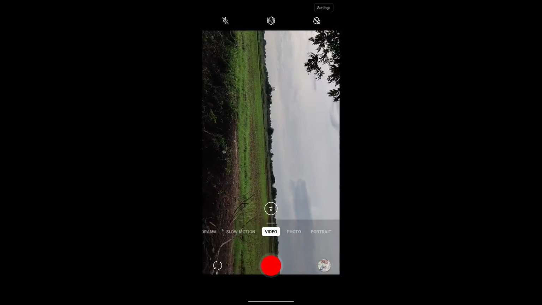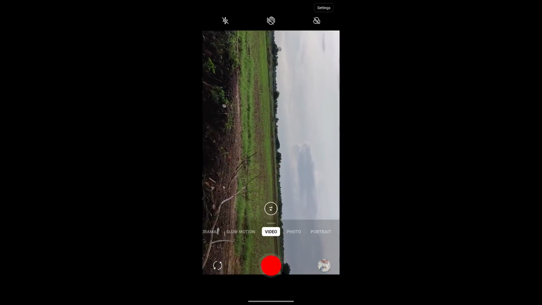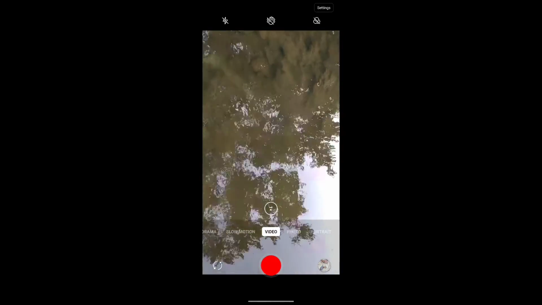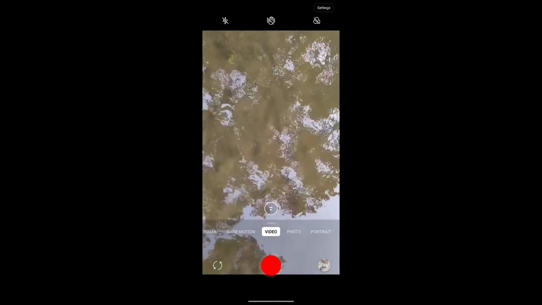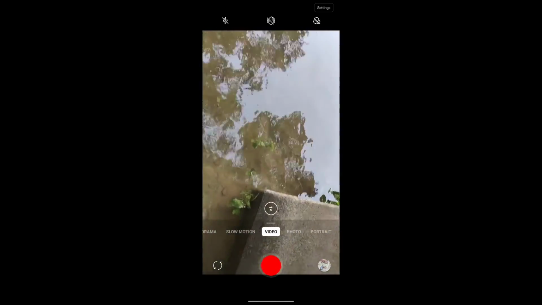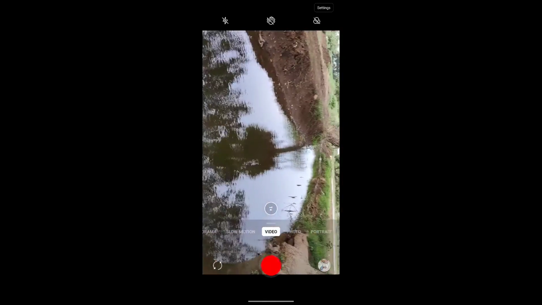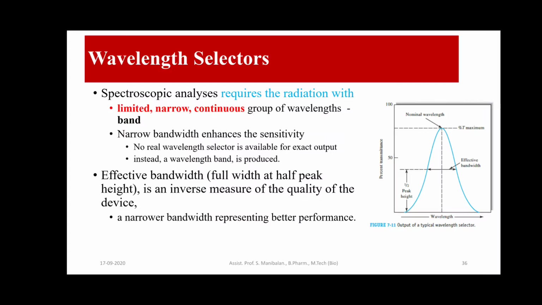And this is the place where I am sitting. You can see that this is the nature of a village, right? And this is a small canal which is used to irrigate these fields.